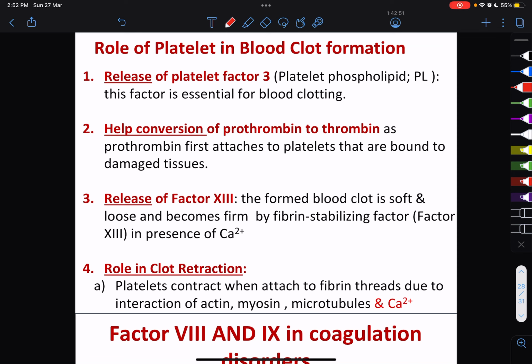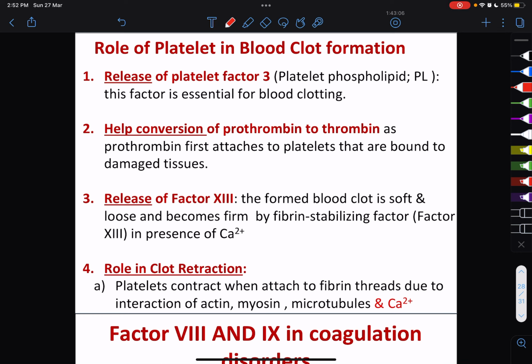Alright. Factor 13 is also coming. Some clotting factors are also coming from platelets. A little amount is released from platelets also. Okay? Alright. And finally, Shabab, one very important concept that you will remember.